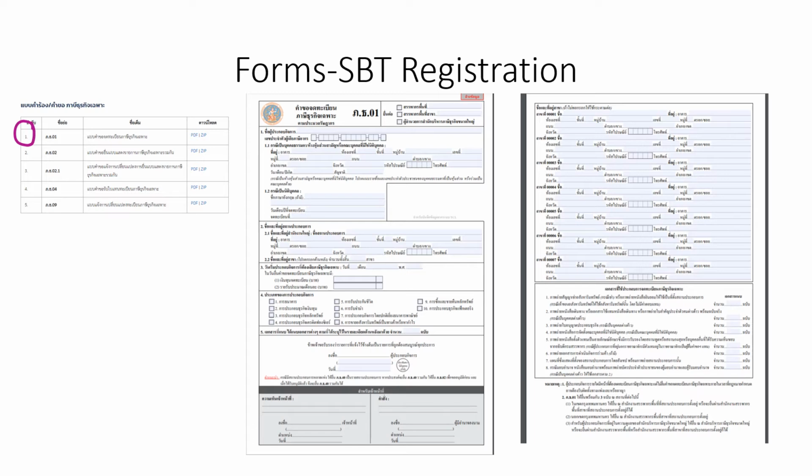And after you register for SBT, you will get an SBT certificate similar to the VAT certificate to show that you have already registered for SBT, and you will get an SBT registration number. This is an example in practice. So if you plan to conduct a business under section 91/2 of the Revenue Code, and you haven't got any exemption, you need to register for SBT within 30 days from the commencement of your business.